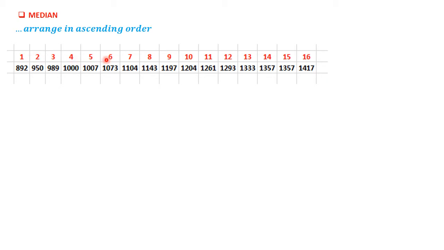Now these ones typed in red here are just numbering of the values that we have. Remember, these 892, 950, 989, 1000, 1007, 1073, these are the observations. These are the populations of the 16 towns. The smallest population for those towns was the one having 892 people. That was followed by a town which had 950 people, and on and on. The town which had the highest population, probably the capital of that particular country, has 1417 people. So this is just an ascending order.